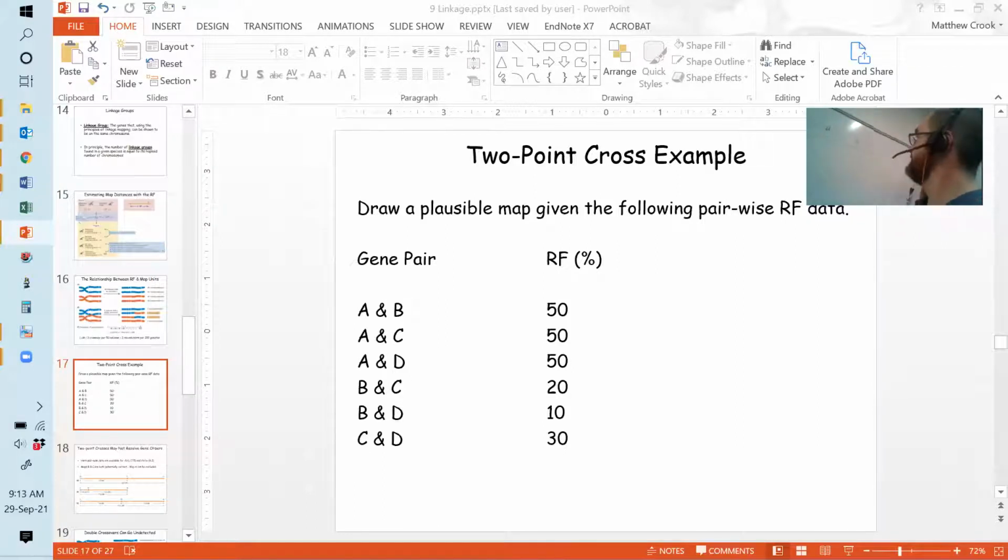Okay, so which two genes are the closest together? Looking at that list. If 50%, yes, cool, that was fast. B and D, right? 10 centimorgans apart. So already, this doesn't look right, does it? So we have B and D at 10.